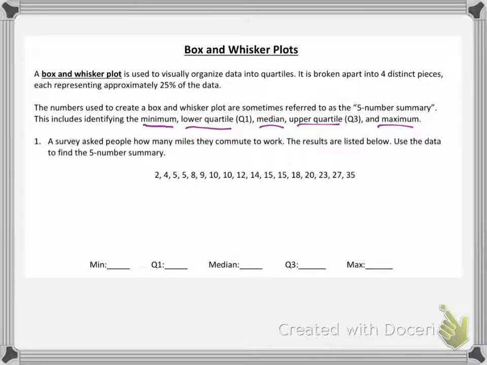So here's a list of data. It doesn't really matter the context of it, but again, if you are asked to do anything with a data list, make sure the numbers are in order. As you can see here, that's already been done for us. The easiest 2 things to find as part of this 5-number summary should be the minimum and maximum. The minimum is the lowest number, which is 2. The maximum should be the highest number, which in this case is 35.